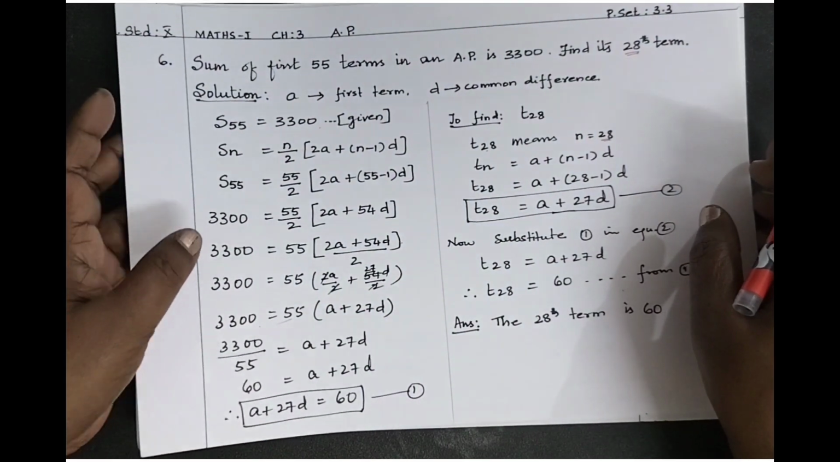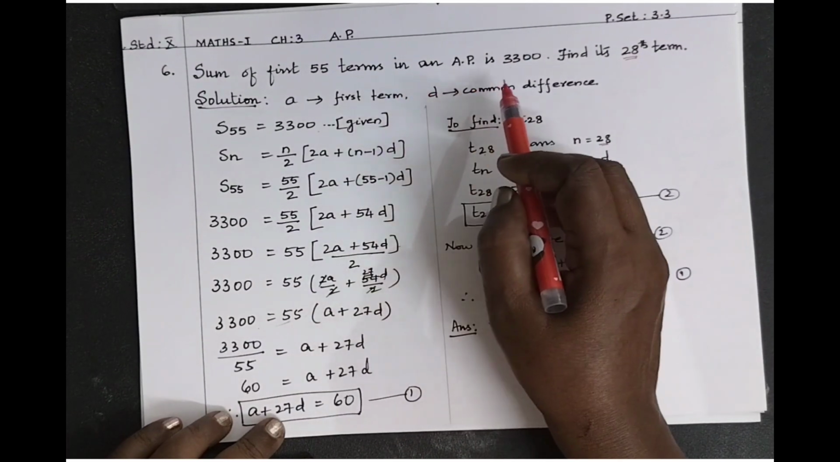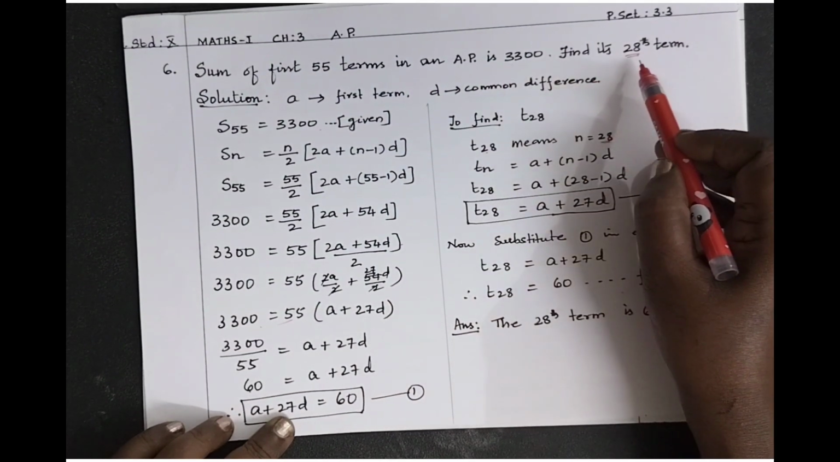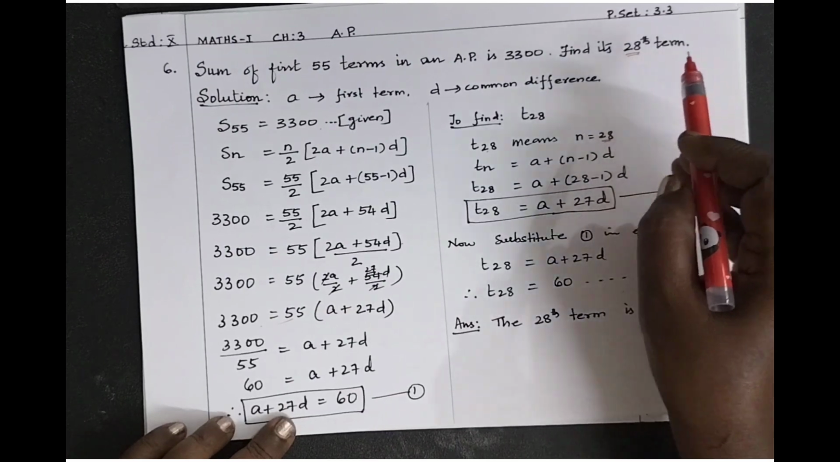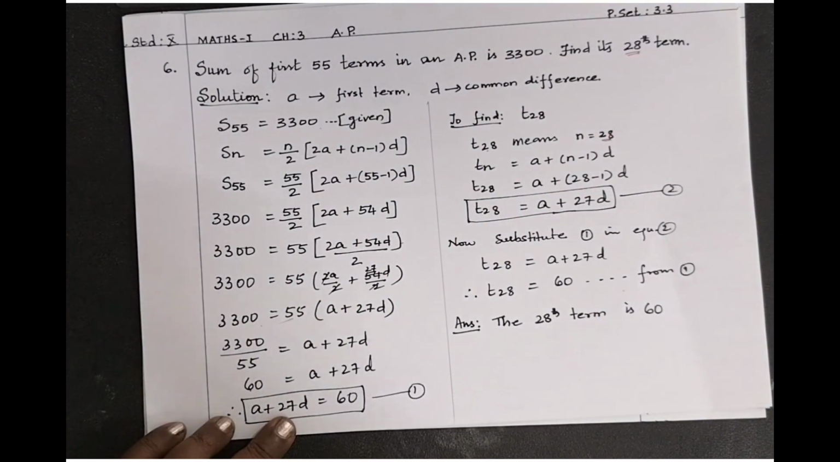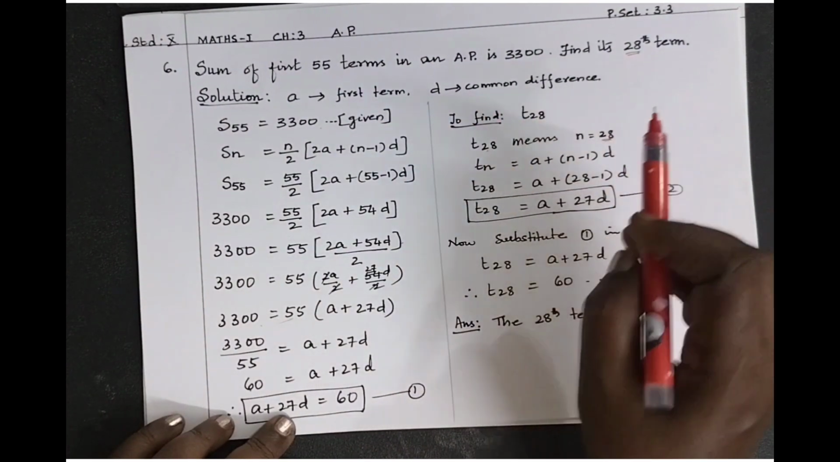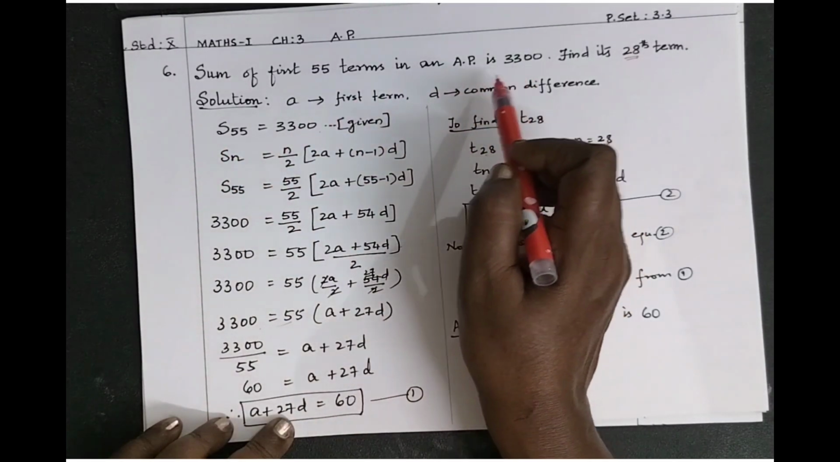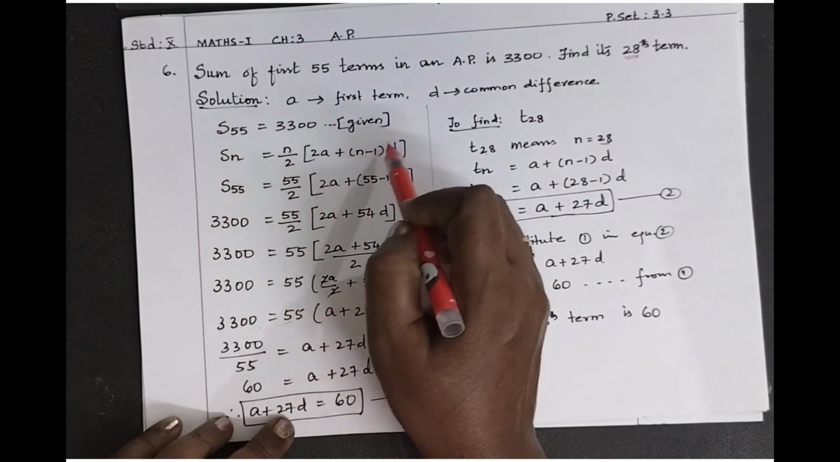The sum of the first 55 terms in an AP is 3300. Find its 28th term. Here a is the first term and d is the common difference. So S55 equals 3300, this is given for us.